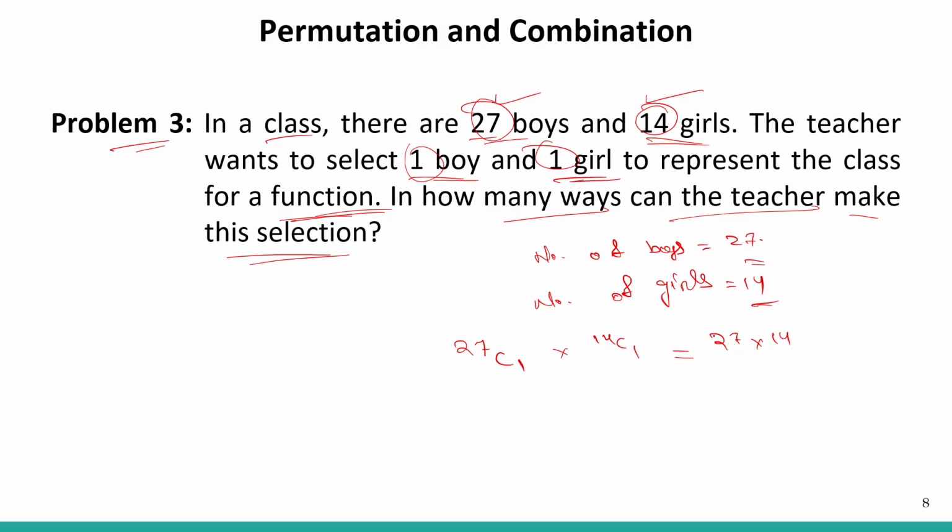This many ways are there to choose one boy and one girl to represent the class for a function. So whatever it is, it will be 27 into 10 is 270, plus 27 into 4 is 108, so it will be 378. So this will be the answer.